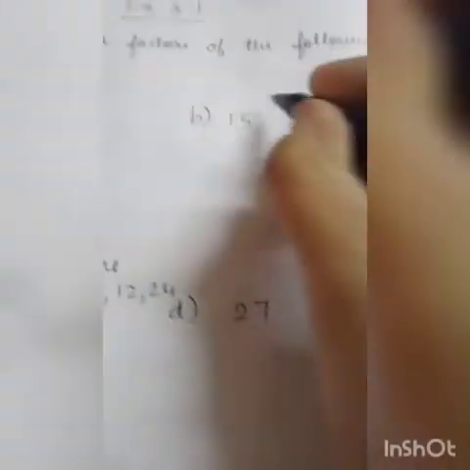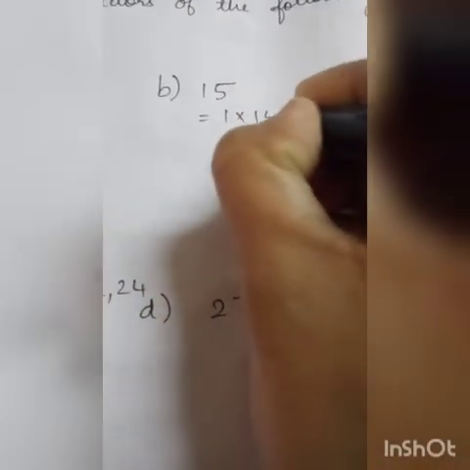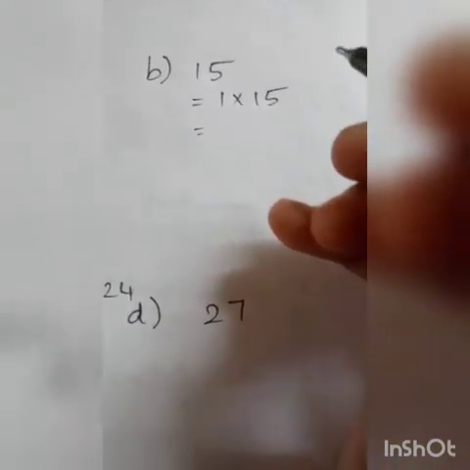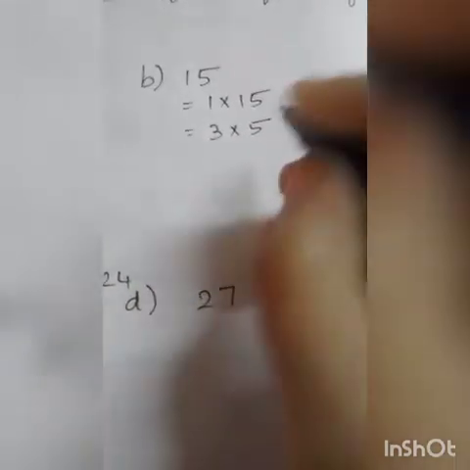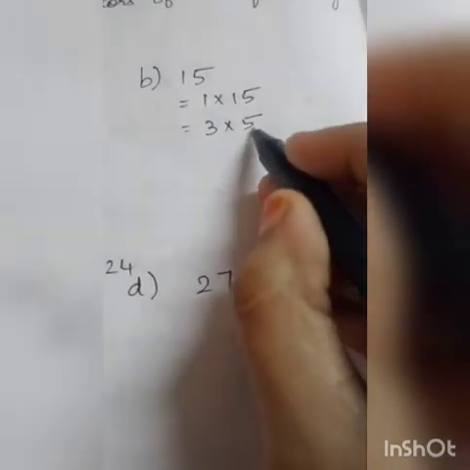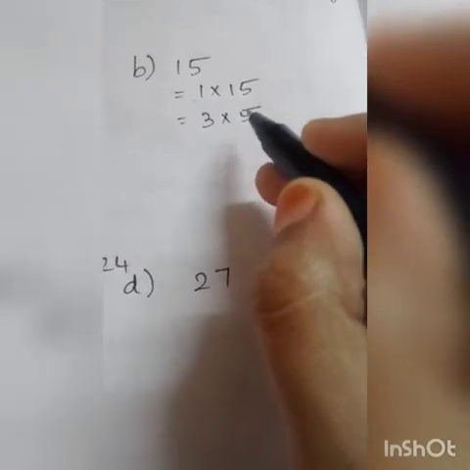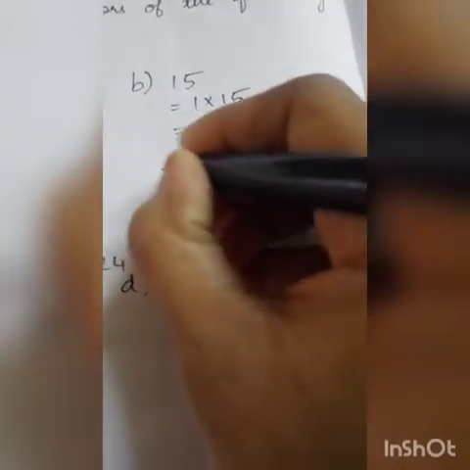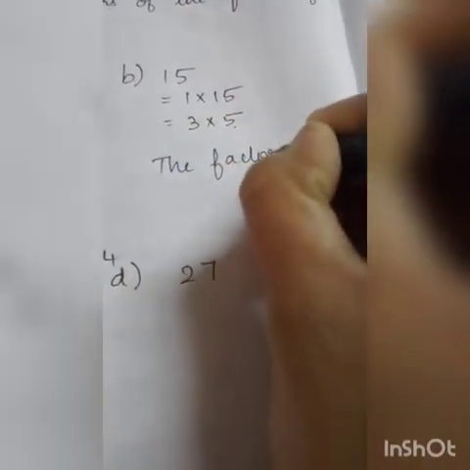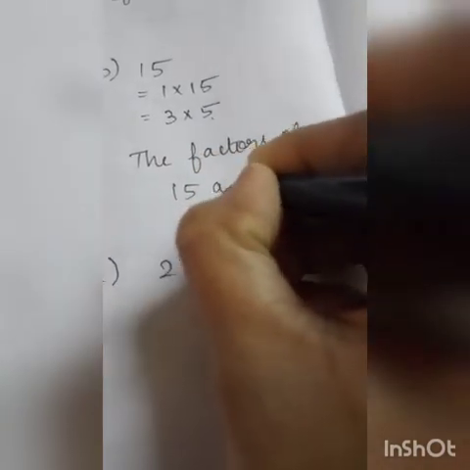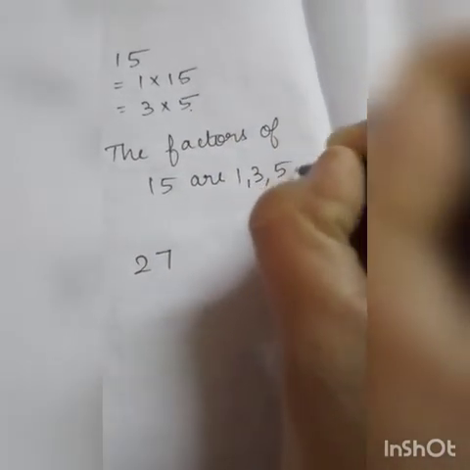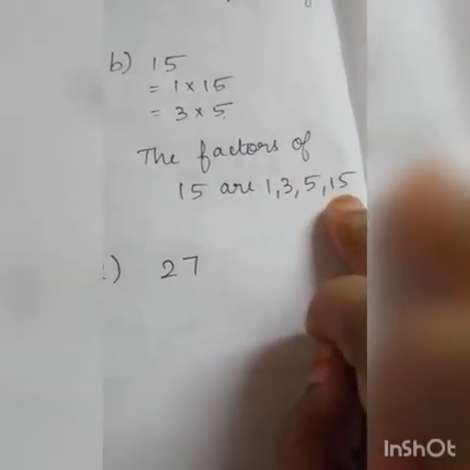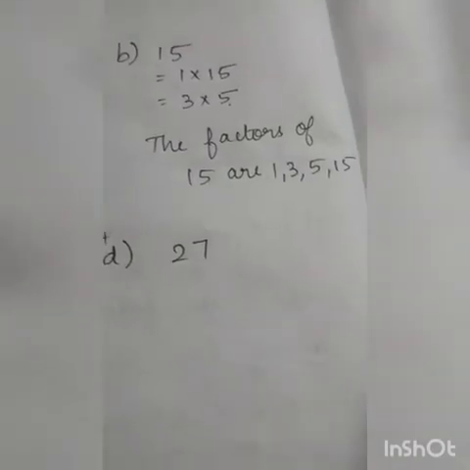Next, 15. How will you write 15? 1 into 15. Right. Next, whether it comes in the 2 table? No. 3 table? Yes, 3 5s are 15. 4th table? No. 5th table it is already there. 6, 7, 8, 9, 10, 11, 12, nothing is there. Straight away it goes to the 15th table. So how will you write? The factors of 15 are 1, 3, 5, 15. 1, 3, 5, 15 are the factors of 15. Just keep it in your mind.